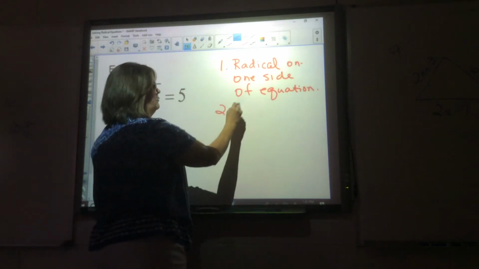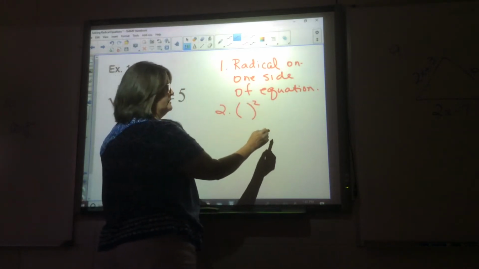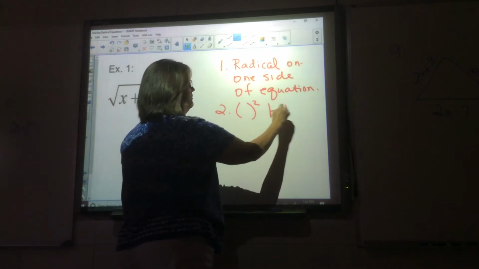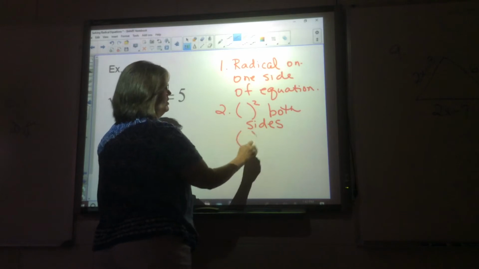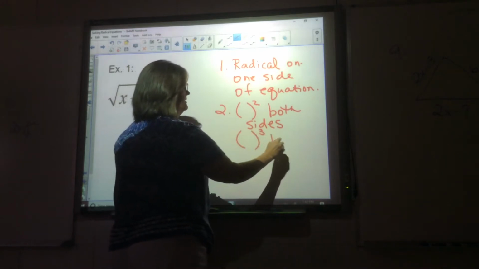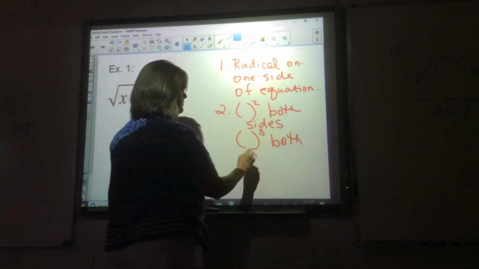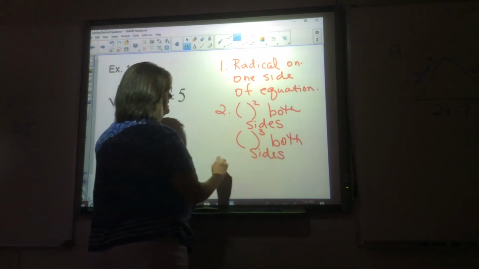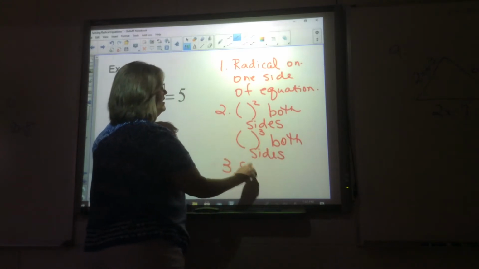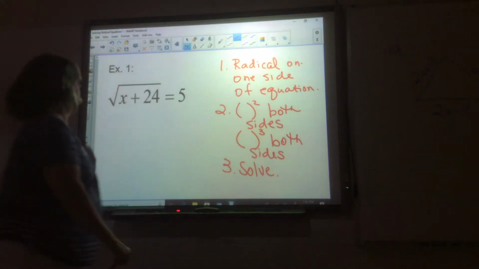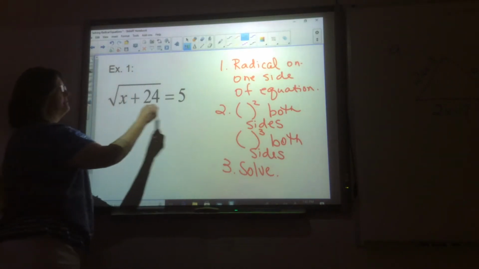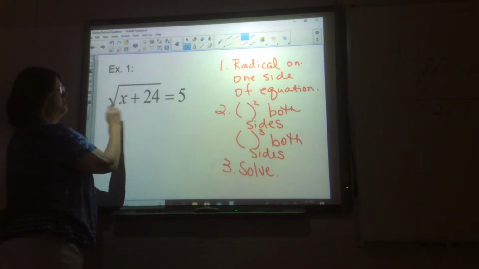Then you either want to square both sides, if it's a square root, or you want to cube both sides, if it's a cube root. And then you want to solve the equation like normal. Okay, so this one does not have anything that needs to be moved. There's nothing over here but the radical.